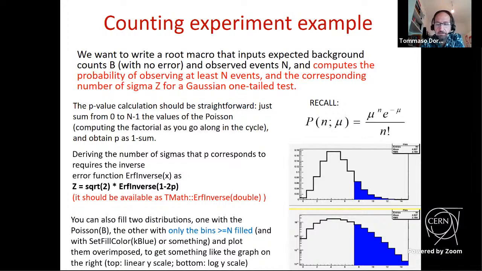And for the sake of it, since ROOT gives you the chance of plotting histograms, you can actually plot the probability distribution function of observing n events when the mean is b, sorry. And then you can show this in linear and semi-log distribution, and highlight the portion of the graph for the data that you observed, so that you actually can look at something nice. All right. So we will do that.